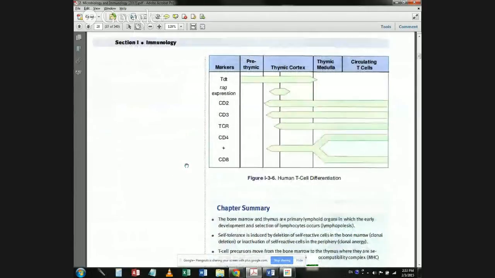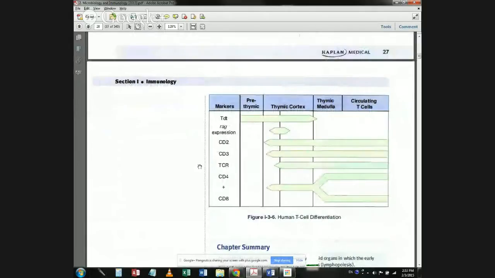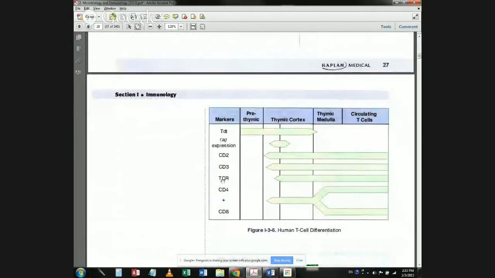All right, so here we have another example. What we have here is a table, and this table is telling me that there are a whole bunch of markers here. What happens before the thymus? Oh, this is talking about T cell differentiation: what happens in the cortex, and whether or not they proceed into the medulla or circulating T cells. Now, here's the thing. All of this selection process is happening in the cortex, both negative and positive. Selection is not happening in the medulla, it seems.